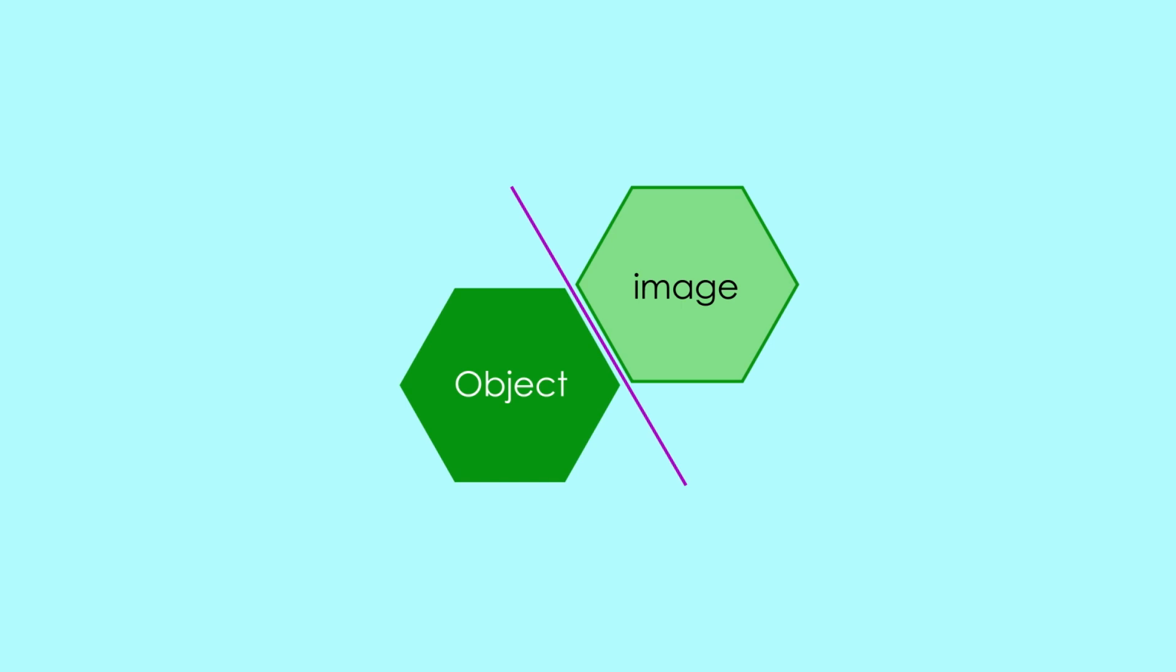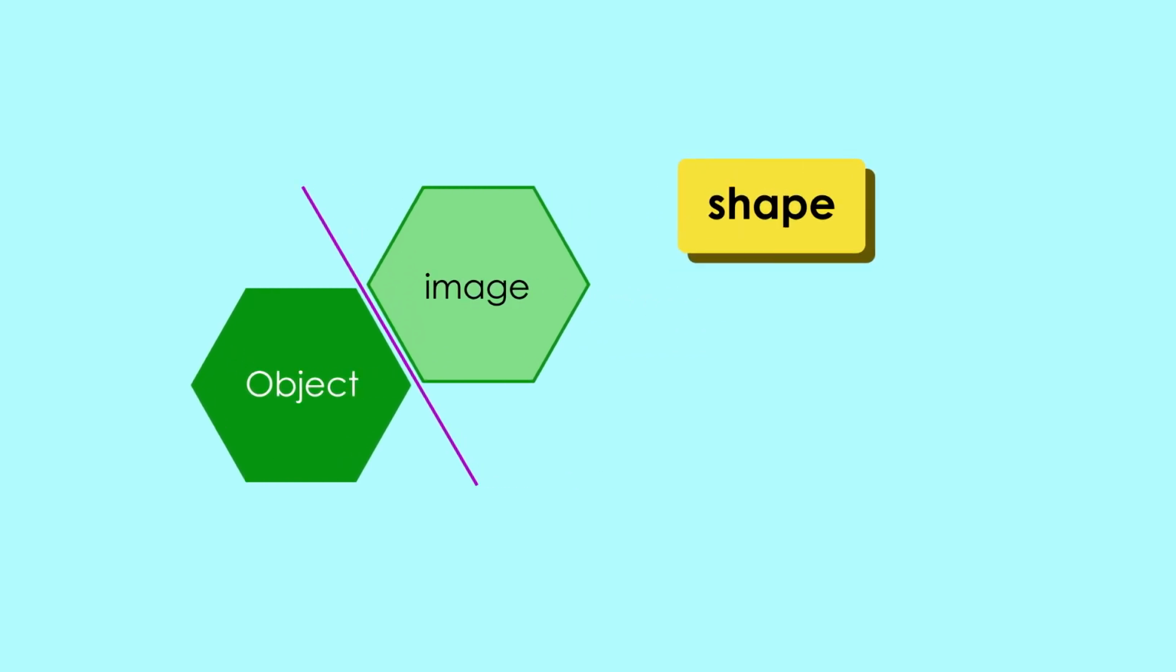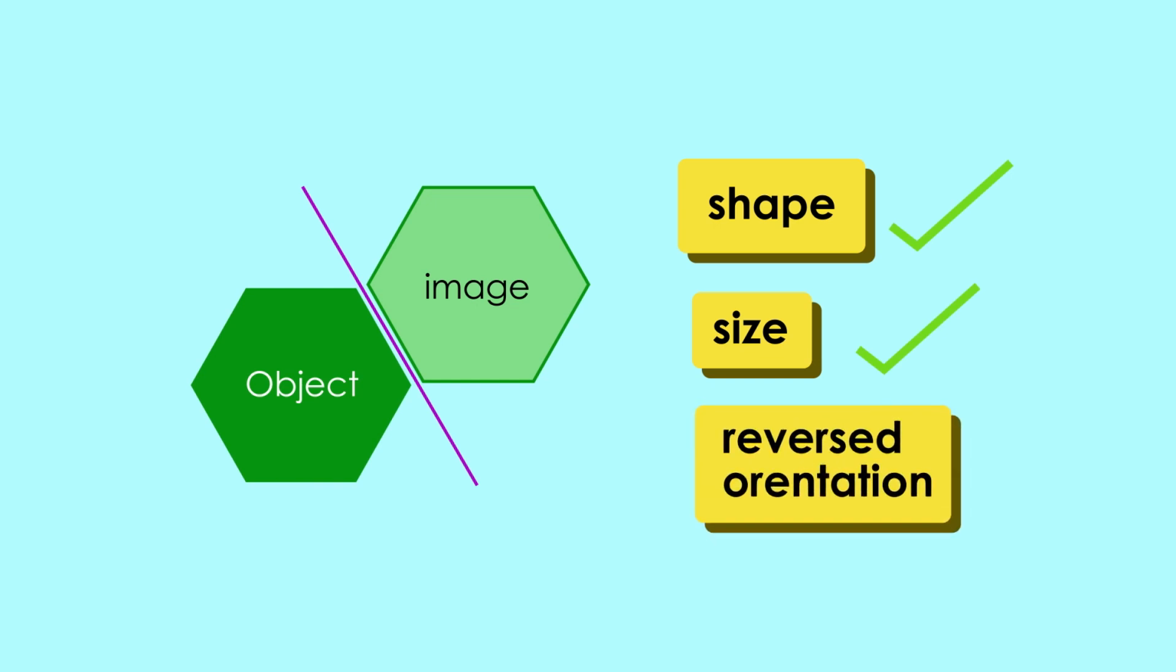The line occurs as the axis of reflection or the mirror. Is it a reflection? Good, it is a reflection. The shape remains the same. The size is the same. And the orientation of the object and image is reversed. Therefore, this pattern shows the orientation of a reflection.